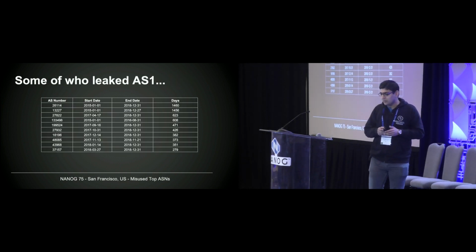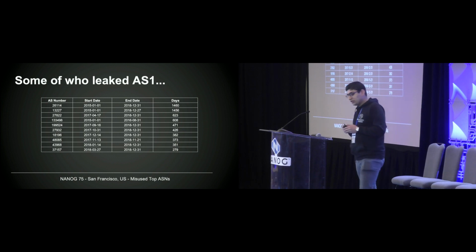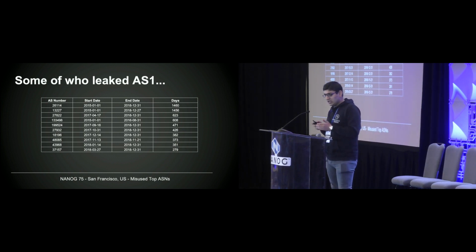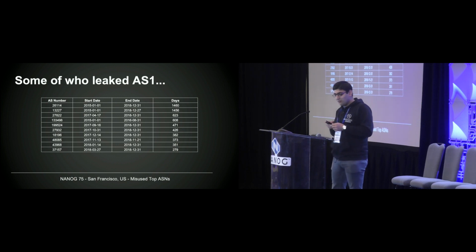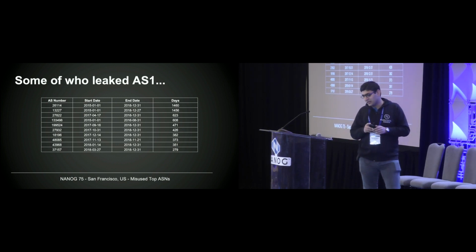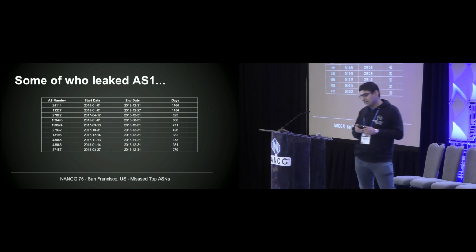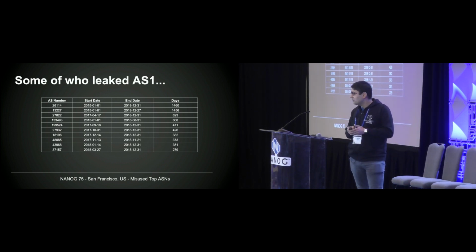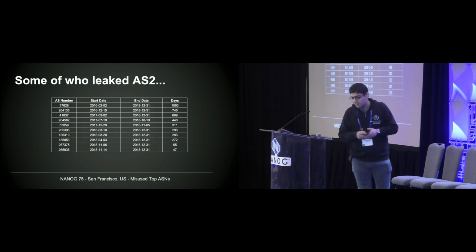Just a quick list of some of the networks which leaked AS1, 2, and 3. This is a list of AS numbers. The interesting part here is the amount of time. You can see some of the leakers have been doing this for as long as 4 to 5 years. You have 1460 days, and the leak is still going on. I think the top one is still there in the routing table. Probably the top 3 are still there for a while. Others were there for probably a little over a year.